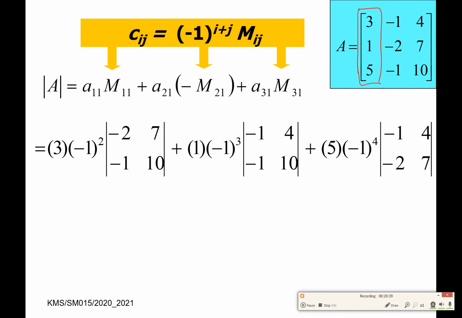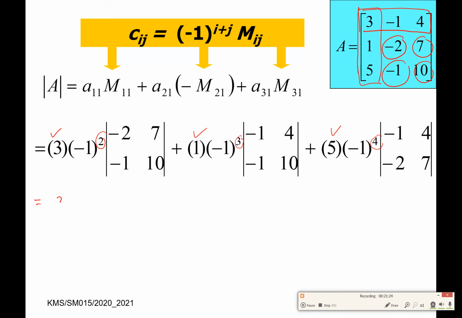We check this. So this is 3, 1, 5. So if 1, 1 is 1, of course this is positive. This is odd, negative, and this is 4, even, this positive. Let's say you are still not clear on this one. 1, 1 means first column and first row. So for the left here is negative 2, 7, negative 1, 10.